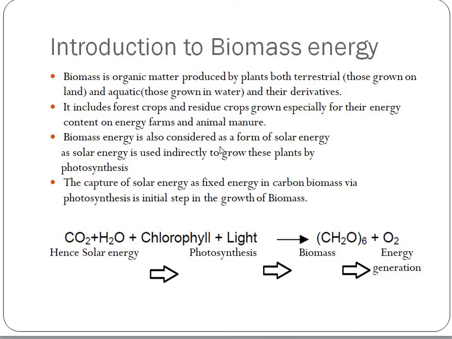In the photosynthesis process, the plants grow because CO2 and H2O, carbon dioxide and water, in the presence of chlorophyll and light, produce biomass plus energy. Oxygen gas is liberated, and this is the process of photosynthesis which takes place in the plants.